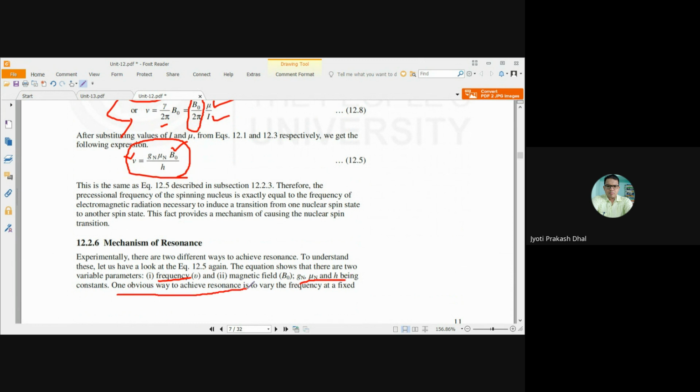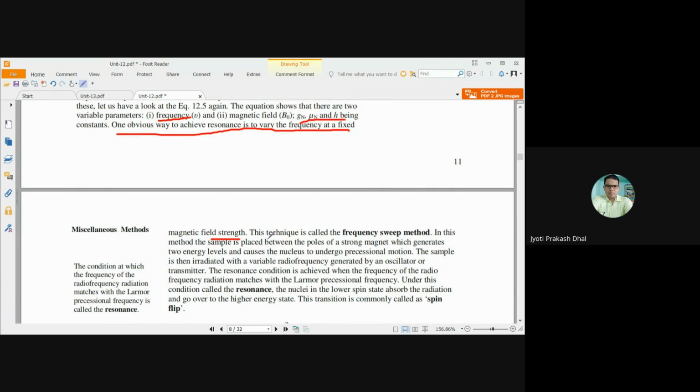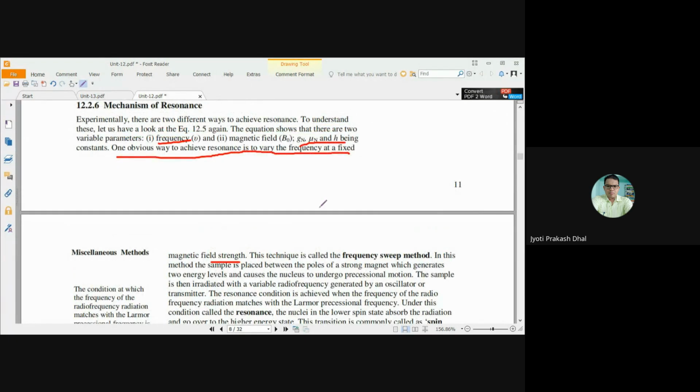One obvious way to achieve the resonance is to vary the frequency at a fixed magnetic field strength. So that means two variable parameters are there: one is frequency nu and the other is the external magnetic field B0. Out of the two ways to get resonance, the first way is to vary the frequency at a fixed magnetic field strength. This technique is called the frequency sweep method. That means magnetic field strength will be fixed and frequency will be varied.